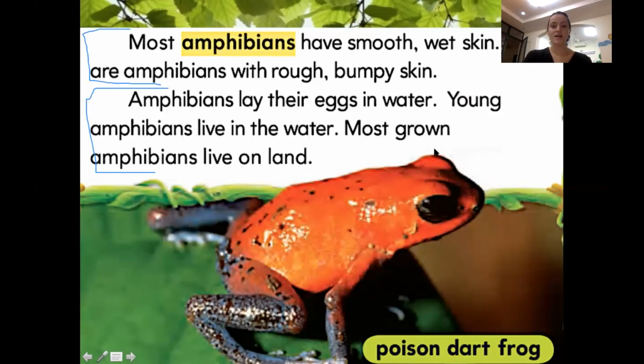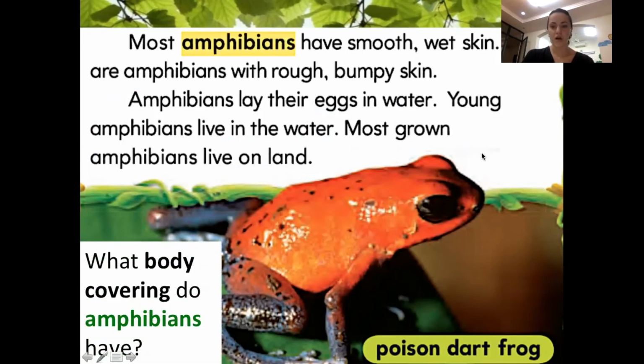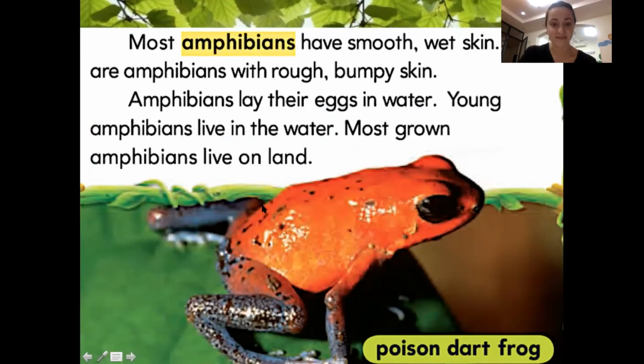Excellent job, John. So most amphibians, because they lay their eggs in water, the young amphibians live in water. And then when they grow up, they live on land. Let's see what that looks like. So the body covering that amphibians have is the smooth, wet skin. So instead of scales, like reptiles, they have skin.